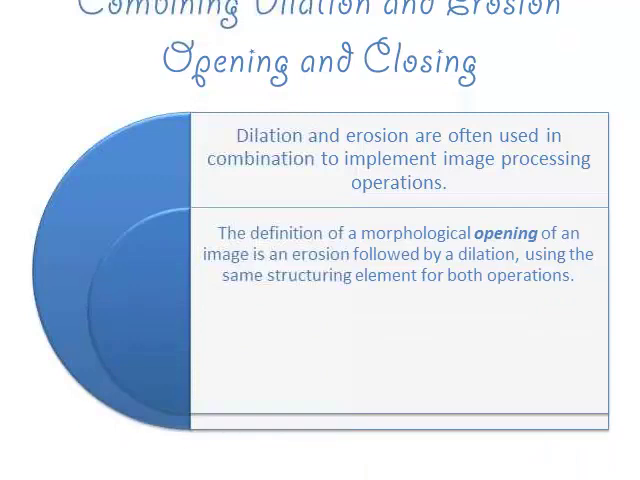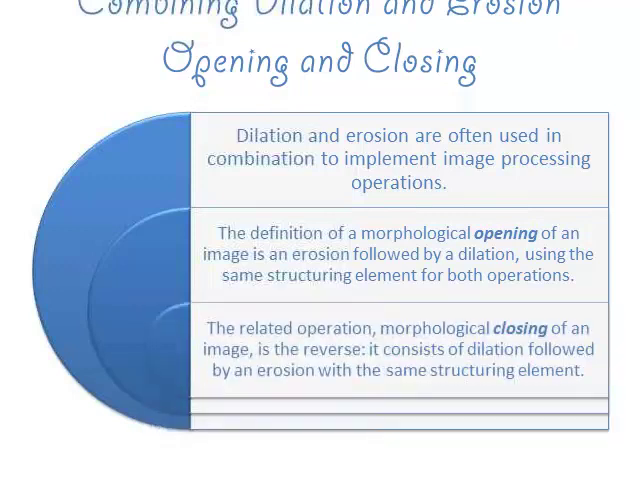The definition of a morphological opening of an image is an erosion followed by a dilation using the same structuring elements for both operations. The related operation, morphological closing of an image, is the reverse. It consists of dilation followed by an erosion with the same structuring elements.